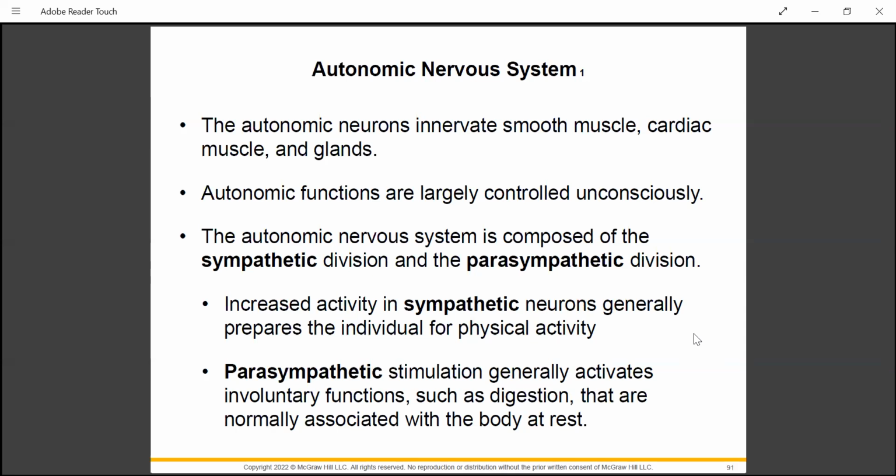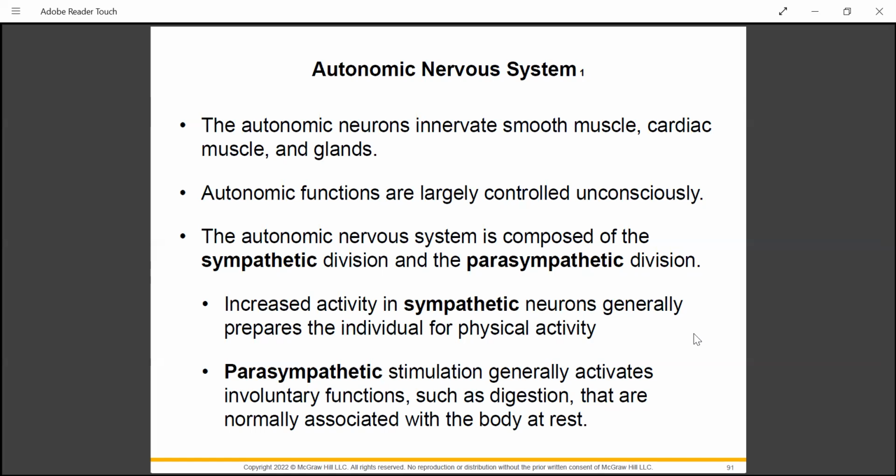The only thing that I really need you guys to understand with the autonomic nervous system, besides the involuntary aspect, is our two major divisions. So we have our sympathetic division and our parasympathetic division. So our sympathetic division is going to increase activity. More or less, it's going to prepare us for physical activity. So we call the sympathetic division our fight or flight division. We're either going to fight or flee. Either way, we need to be ready to go.